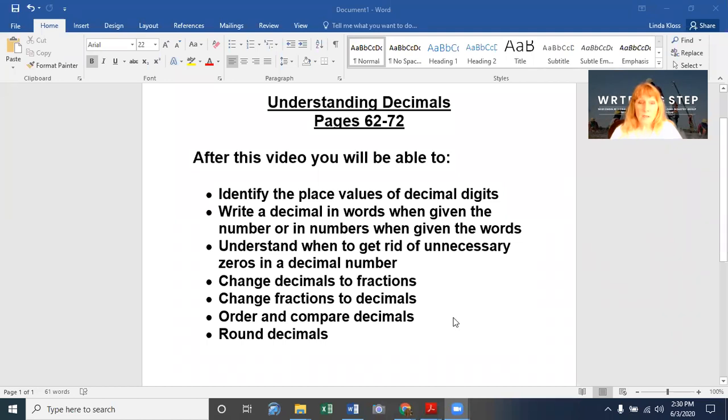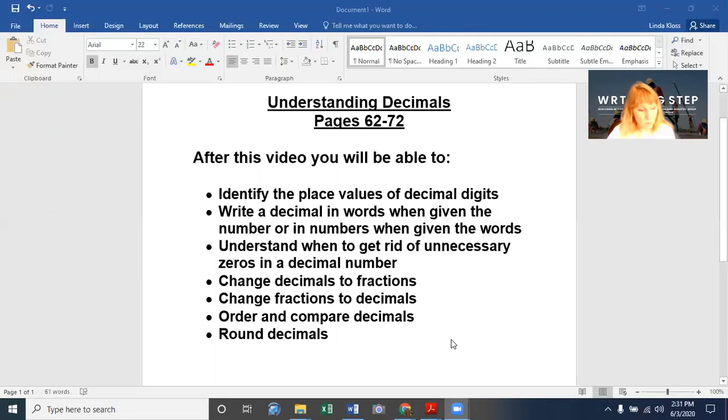After this video and when you complete this packet, you should be able to identify the place values of decimal digits, write a decimal in words when given the number or in numbers when given the words. You should be able to understand when to get rid of unnecessary zeros in the decimal, how to change decimals into fractions, how to change fractions into decimals, how to order and compare decimals, and finally how to round decimals.